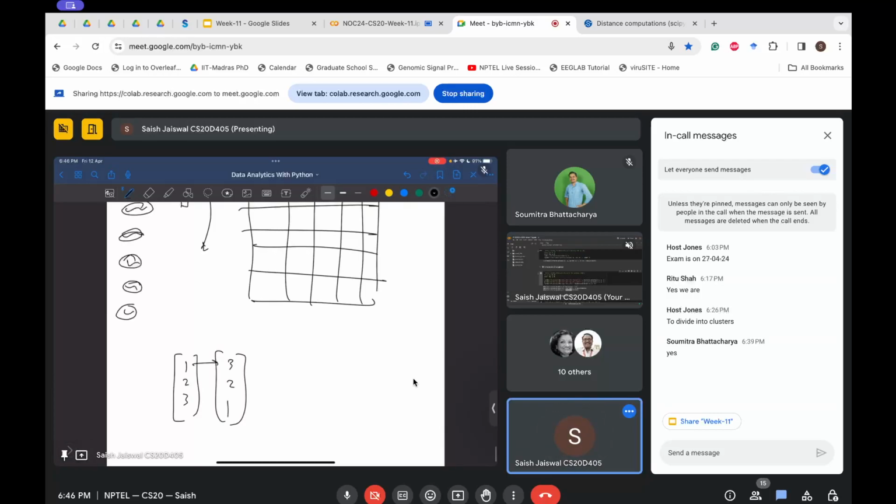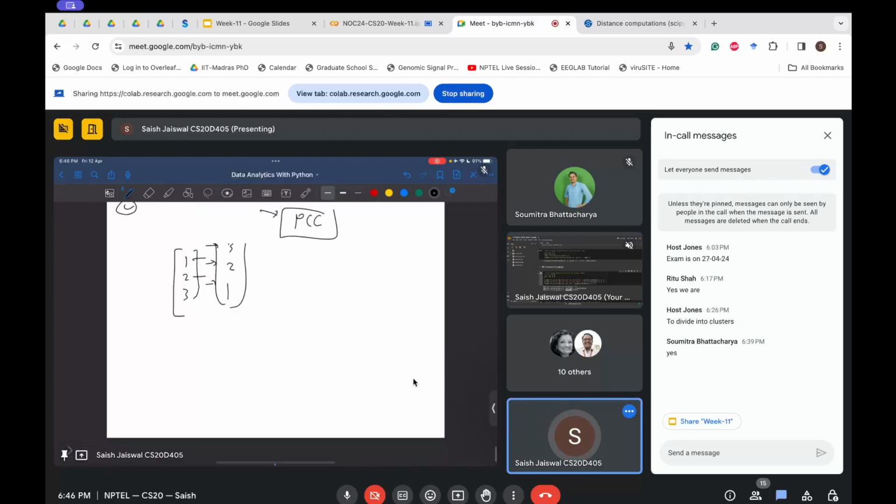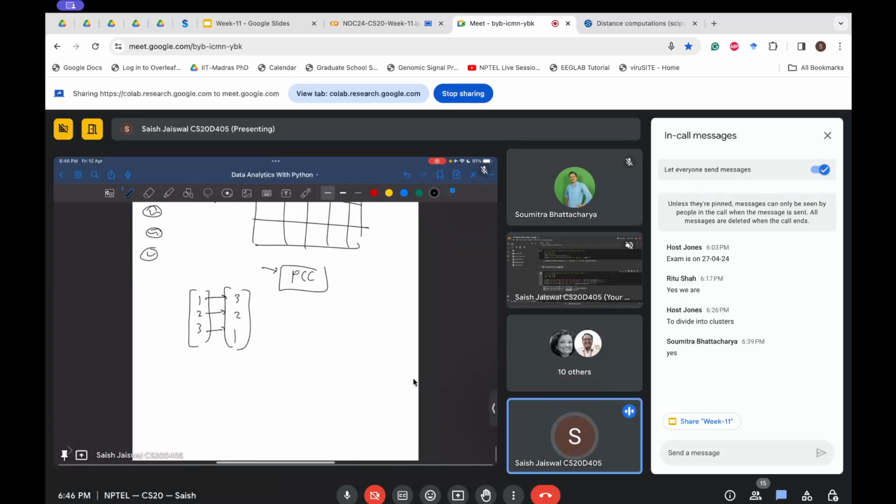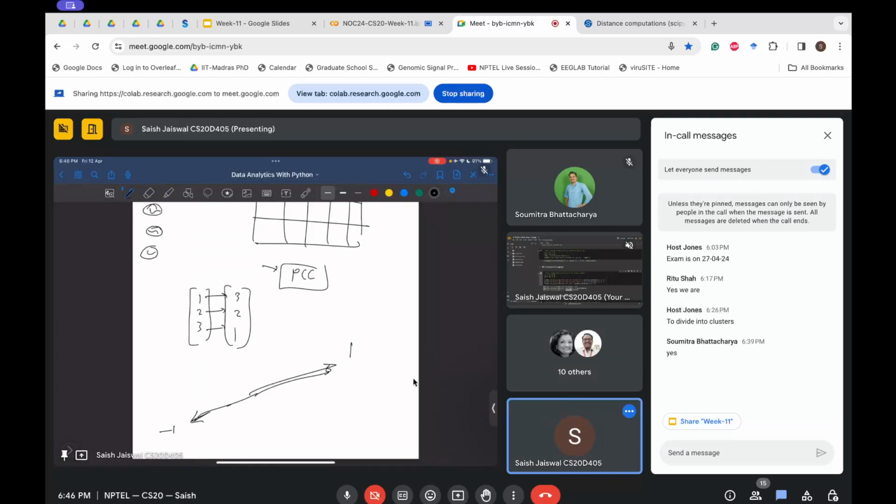Either you can compute the Euclidean distance between these two points, or you can find the correlation coefficient, also known as the Pearson correlation coefficient, PCC. PCC, by the way, gives you similarity. If the two vectors are in the same direction, their Pearson correlation coefficient will be close to 1, and if they are in totally opposite directions, it will be -1. So the Pearson correlation coefficient can range from -1 to 1. So this will give you the similarity.